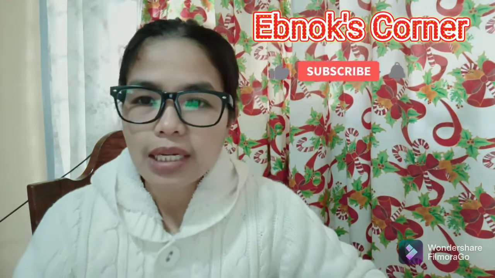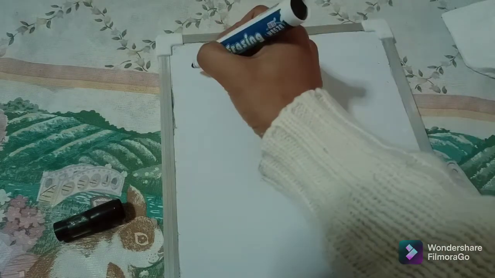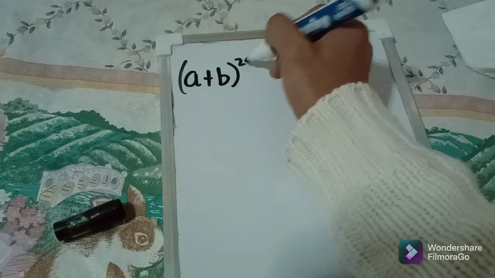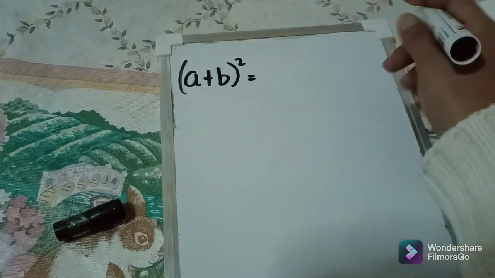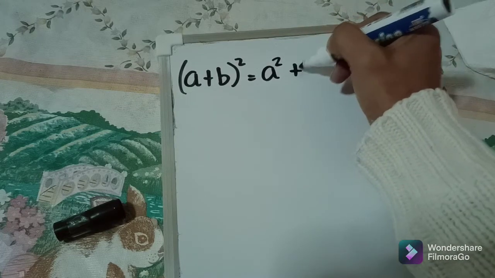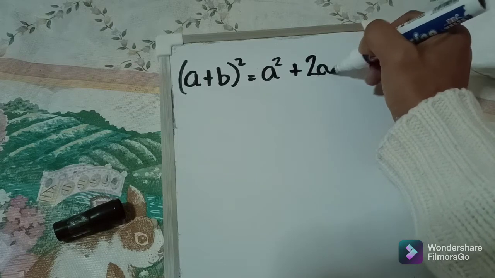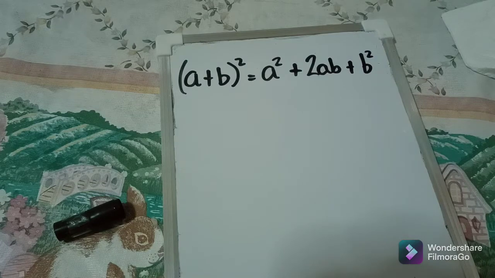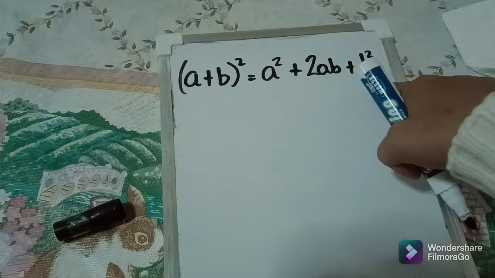This lesson is about finding the square of binomials. Okay, so let's get started. Getting the square of binomials would look like this: (a plus b) squared. The shortcut formula is a squared plus 2ab plus b squared. Now the question is, how did we get this?